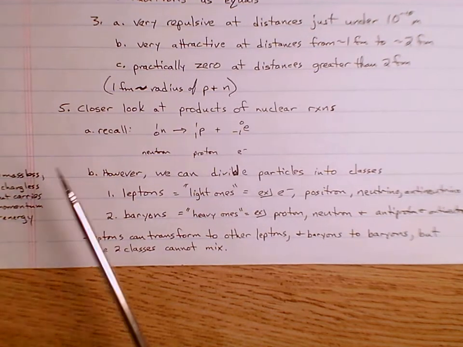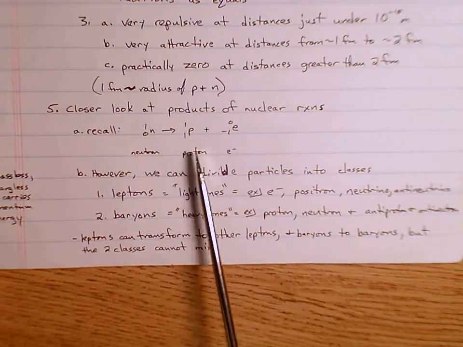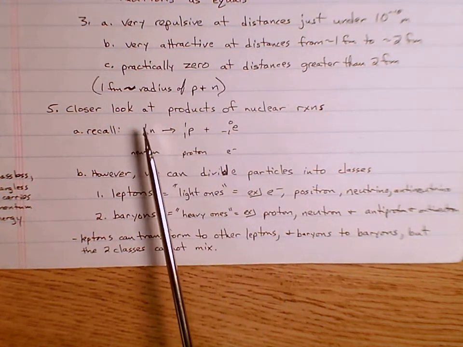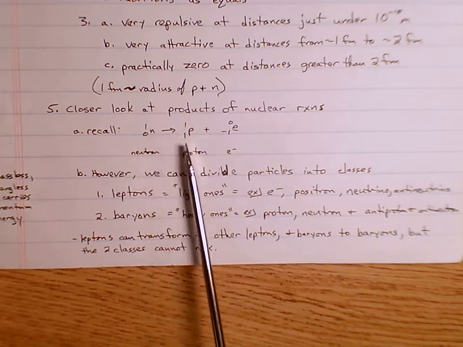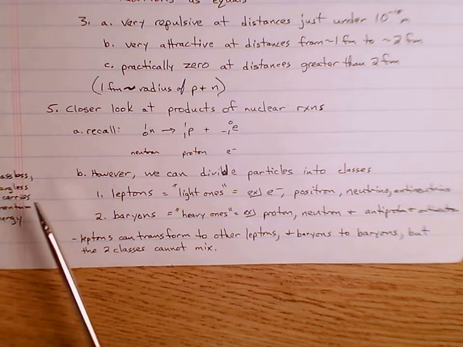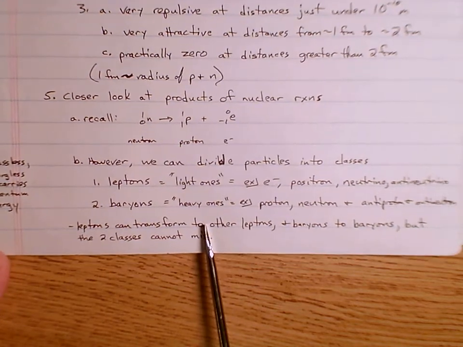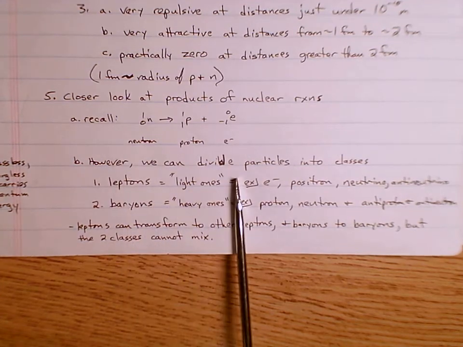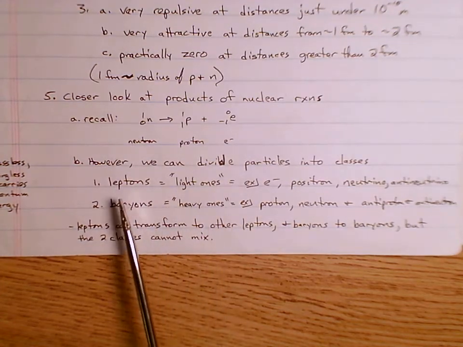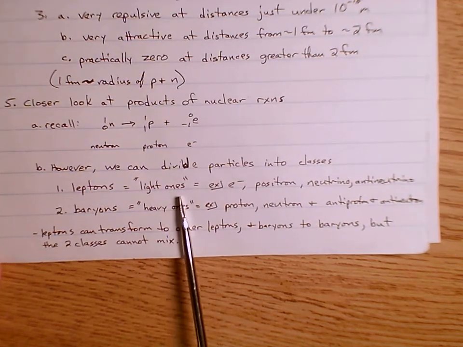All right. When we look at our nuclear reactions, for example, we have a neutron that decays into a proton. Recall we had to balance the top number and the bottom number to get this to work. However, it turns out it's a little bit more complicated than that because we can divide all of our particles into classes. We have leptons and baryons. Leptons are called light ones.